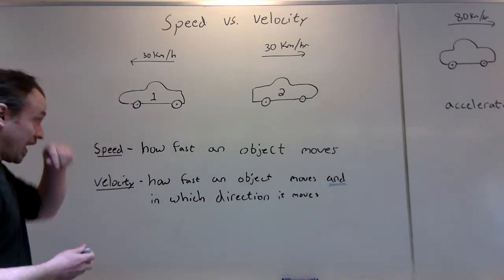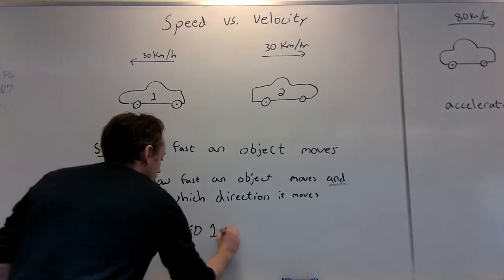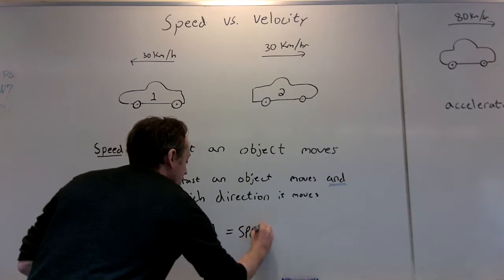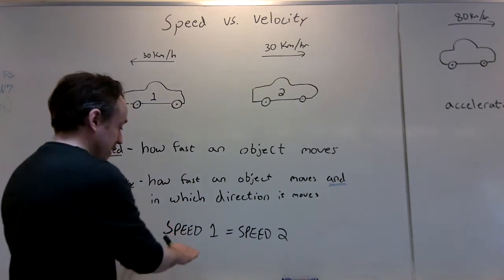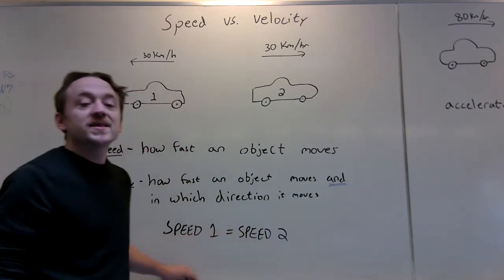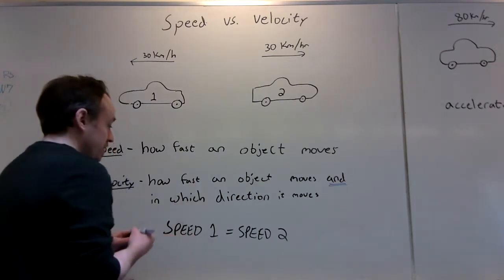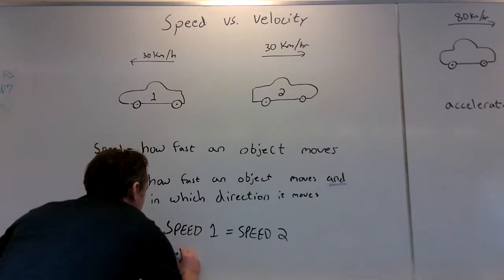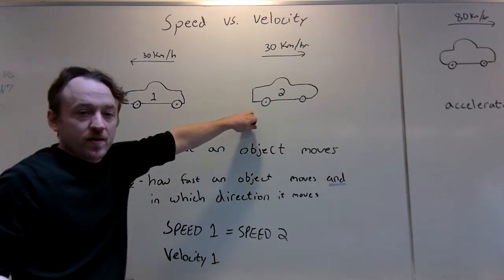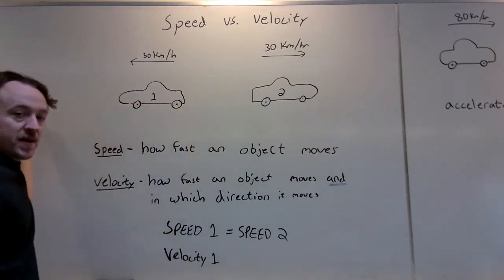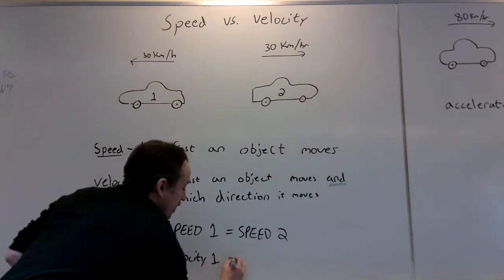If I now compare those speeds, I can say the speed of 1 equals the speed of 2. So their speeds are the same. But their velocities, very subtly, are not the same. They have the same speed, so I can say the velocity of car 1 has the same speed as car 2, but it's in a different direction. Car 1 is going that way. Car 2 is going that way. So their direction is different, but they're equal in magnitude.